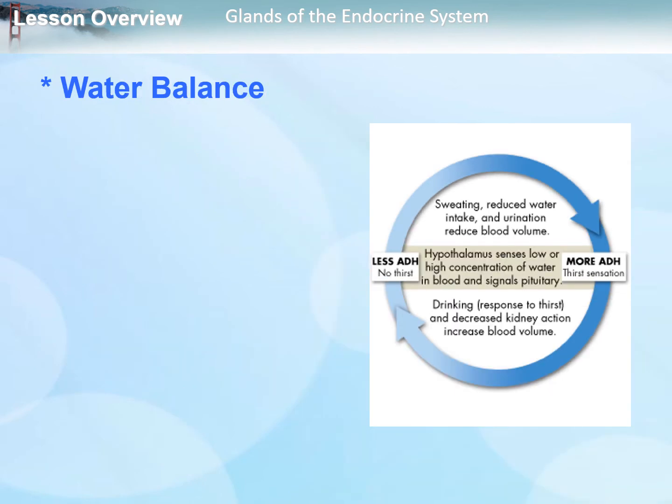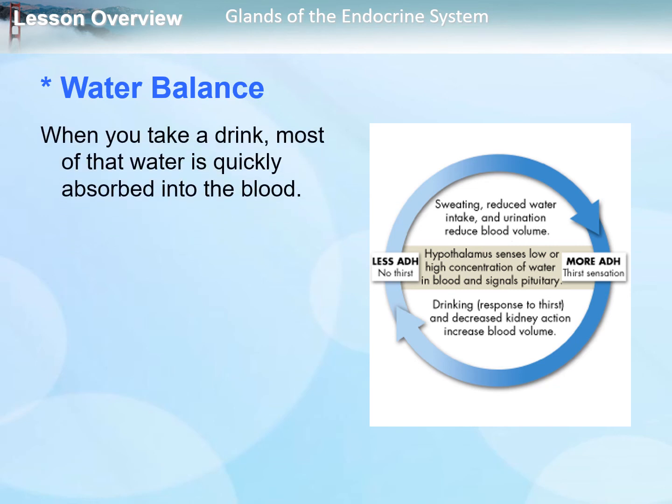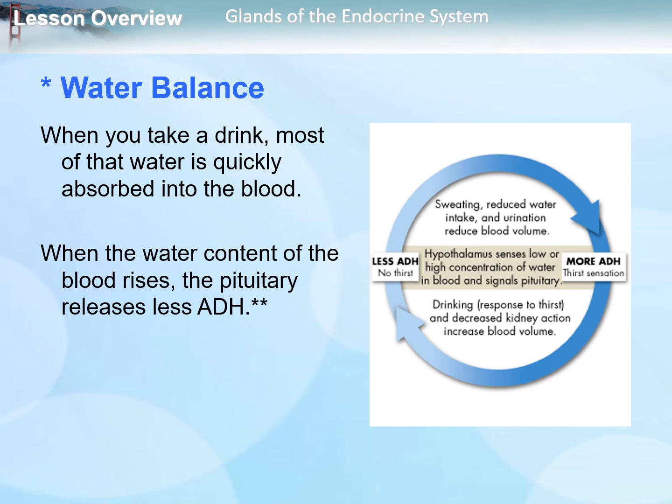So later on, you will experience a sensation of thirst. When you take a drink, most of that water is quickly absorbed into the blood. When the water content of the blood rises, the pituitary releases less ADH, and this less ADH causes the kidney to remove water from the blood. The blood is then restored to its proper concentration.